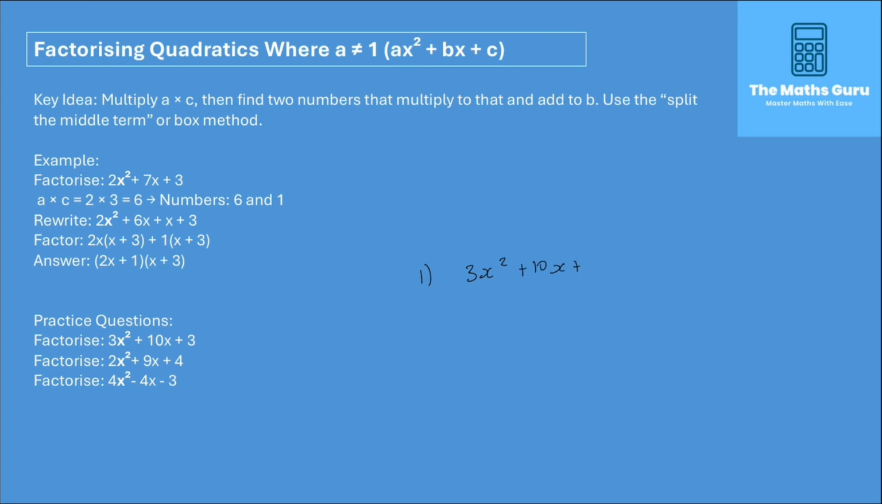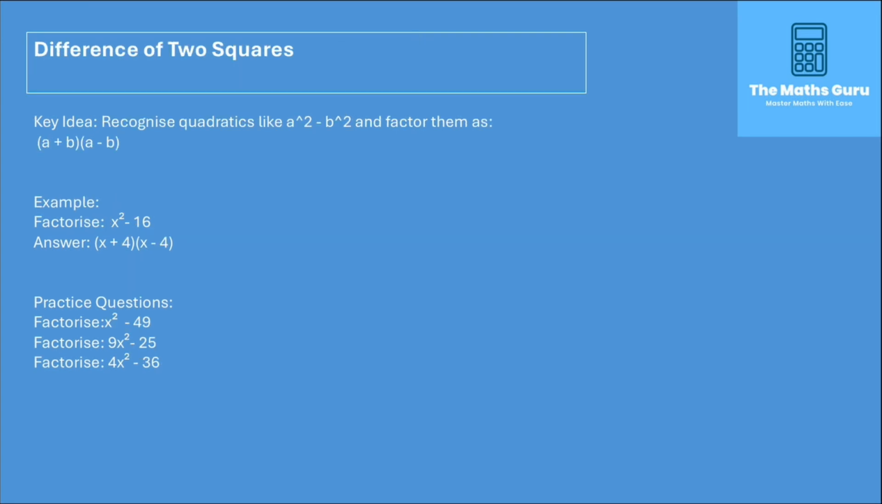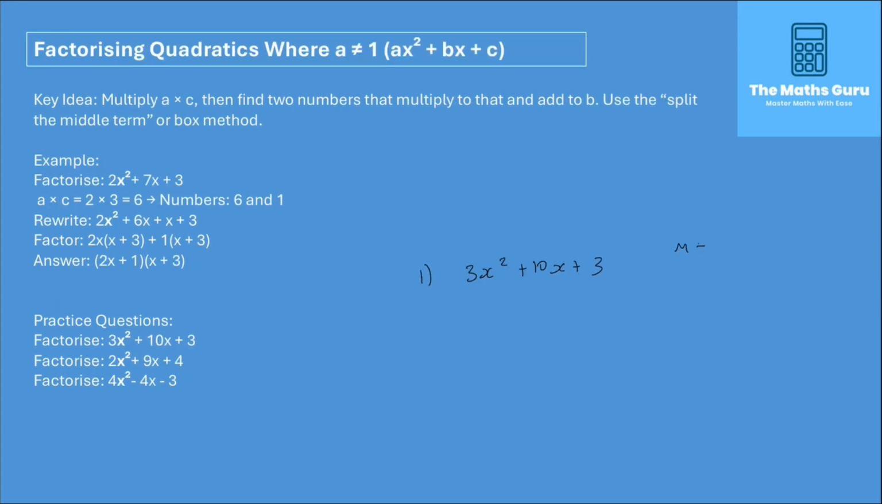So 3x squared plus 10x plus 3. We multiply our a term by our c term, so 3 by 3 equals 9, and we need numbers that add to equal 10. The factors of 9 are 3 and 3, or 9 and 1. And we can clearly see that we need to use 9 and 1 to add to 10. So 3x squared plus 9x plus x plus 3. Then the highest common factor is 3x. Take out x plus 3, and then in this case x plus 3 and we get plus 1. 3x plus 1 and x plus 3.